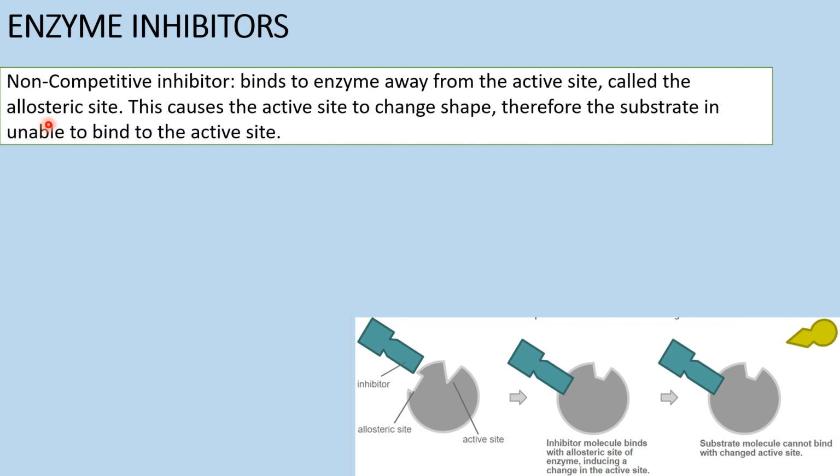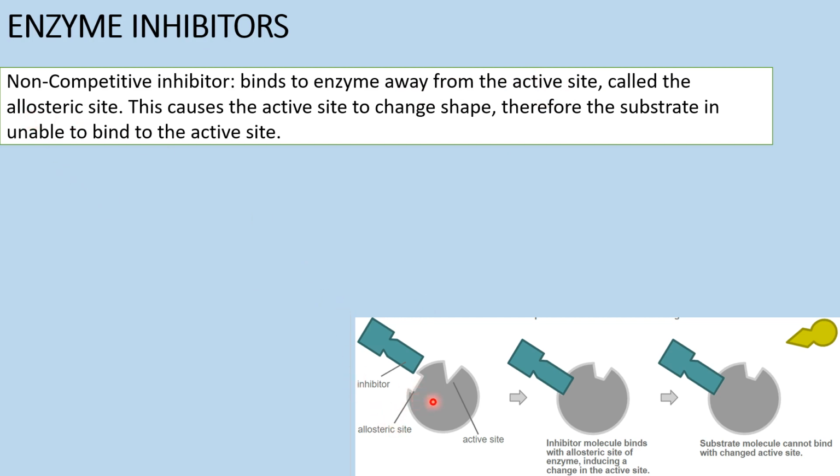So in a non-competitive inhibitor, the inhibitor binds to an enzyme away from the active site. Keyword to mention: away from the active site, in your answer. Should I make that bold? And this area is called the allosteric site.